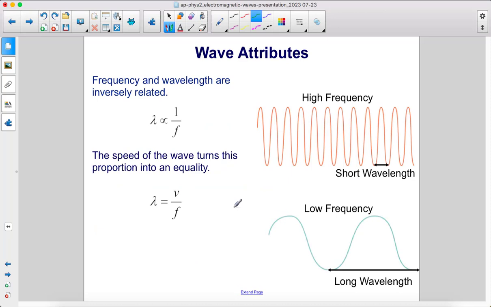Frequency and wavelength are inversely related. Wavelength is inversely proportional to frequency. So high frequency means there's a lot of waves passing by per second, means they have a short wavelength, right? They're closer together. Low frequency wave has a long wavelength. If you include the speed of the wave, this turns it into an equation. So here's our wave equation. Wavelength equals velocity over frequency.